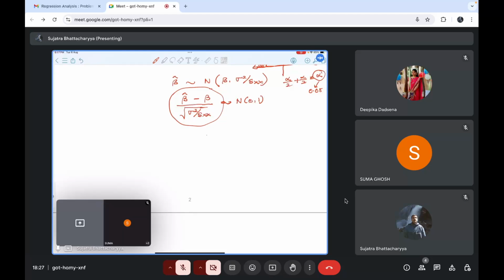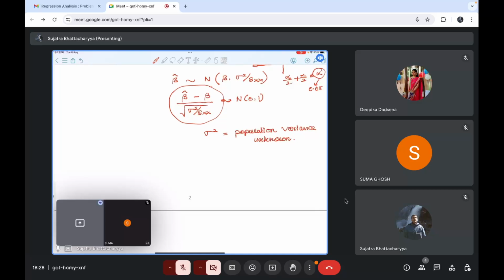Here sigma square is the population variance. Population variance is unknown. I don't know the population variance. We only have samples. We don't know the population. So population variance is unknown.